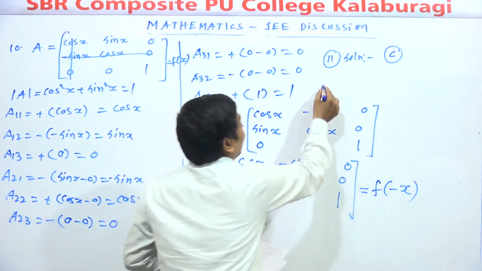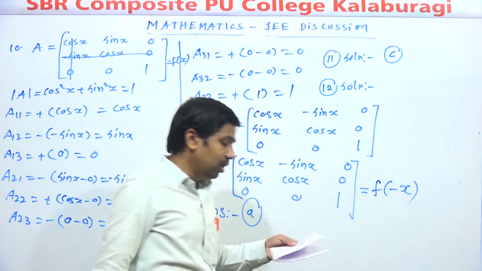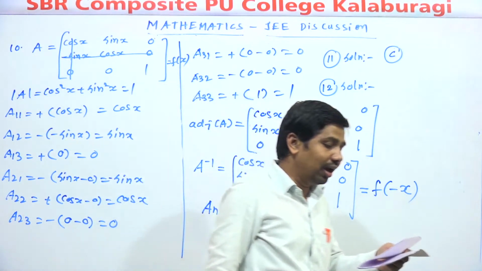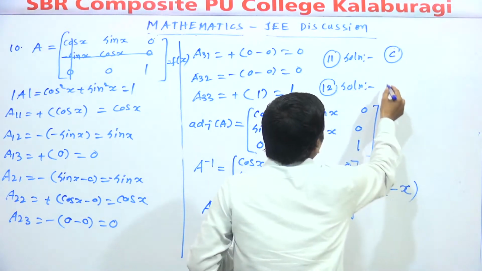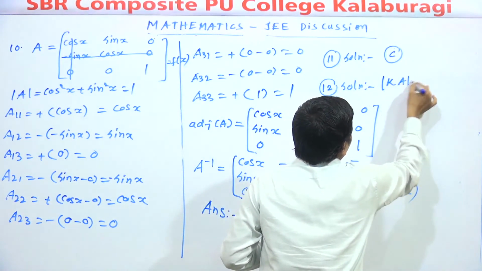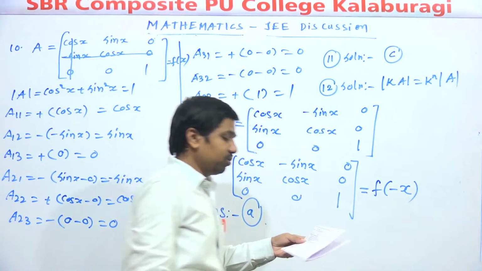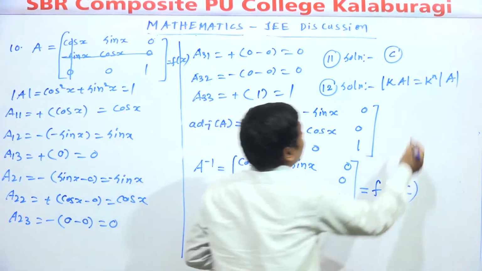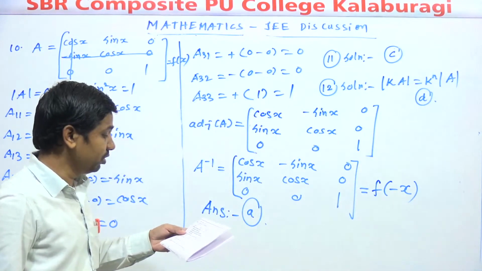And the 12th question is also easy, right? What is it asking? If K is a scalar and A is any square matrix of order n, then what is the determinant of K into A? It is K raised to n into determinant of A. Which option is it? Fourth option, right? That is option D. So this was about the 12th question.